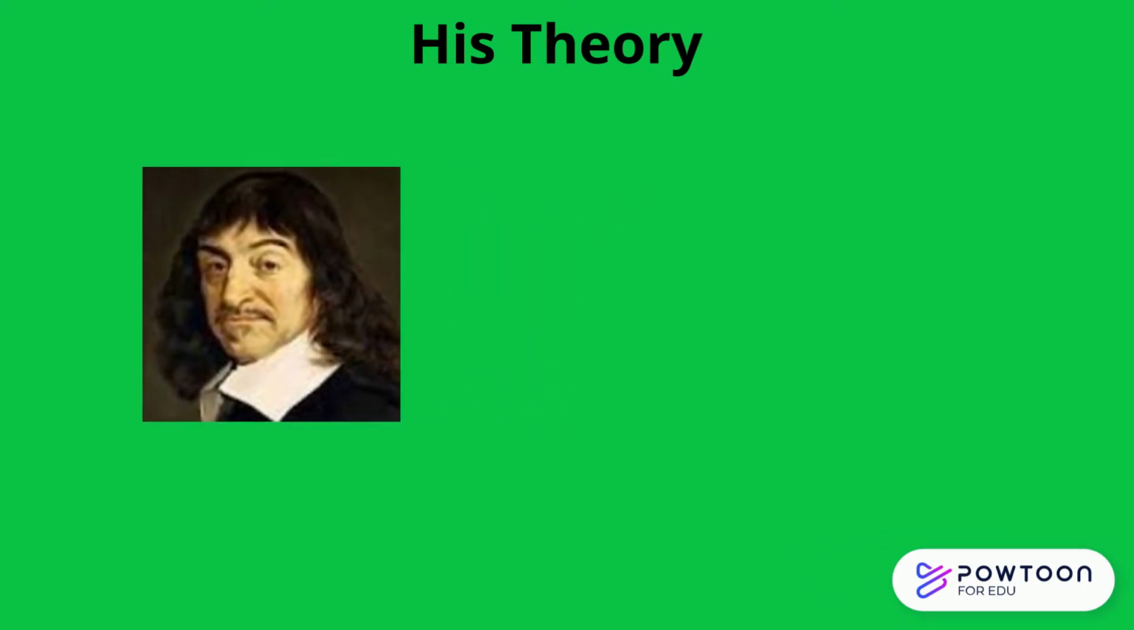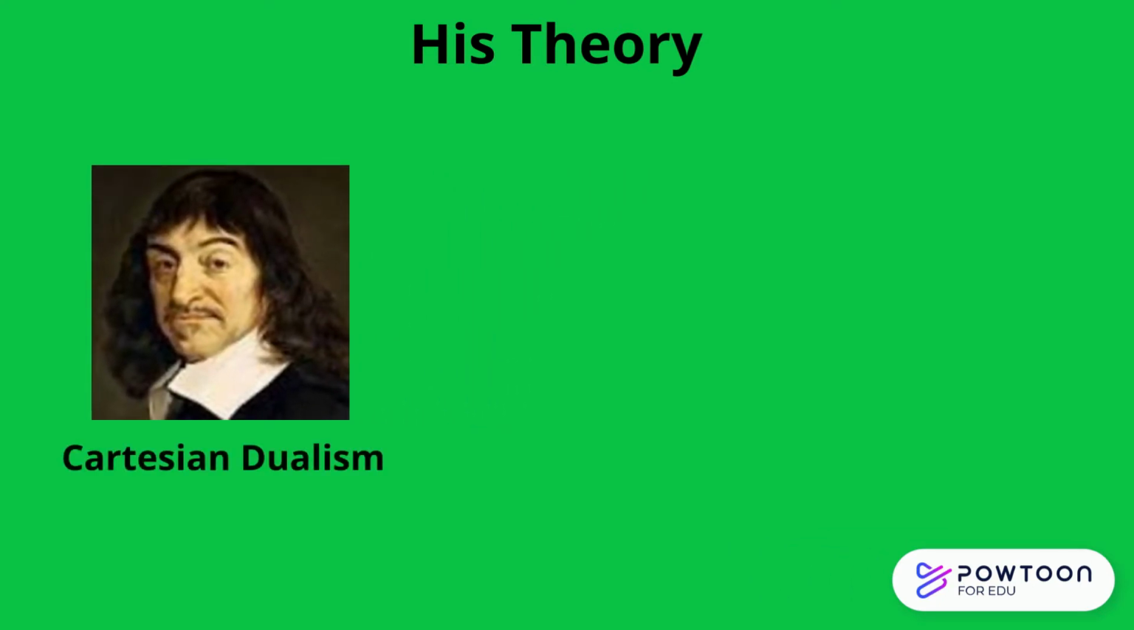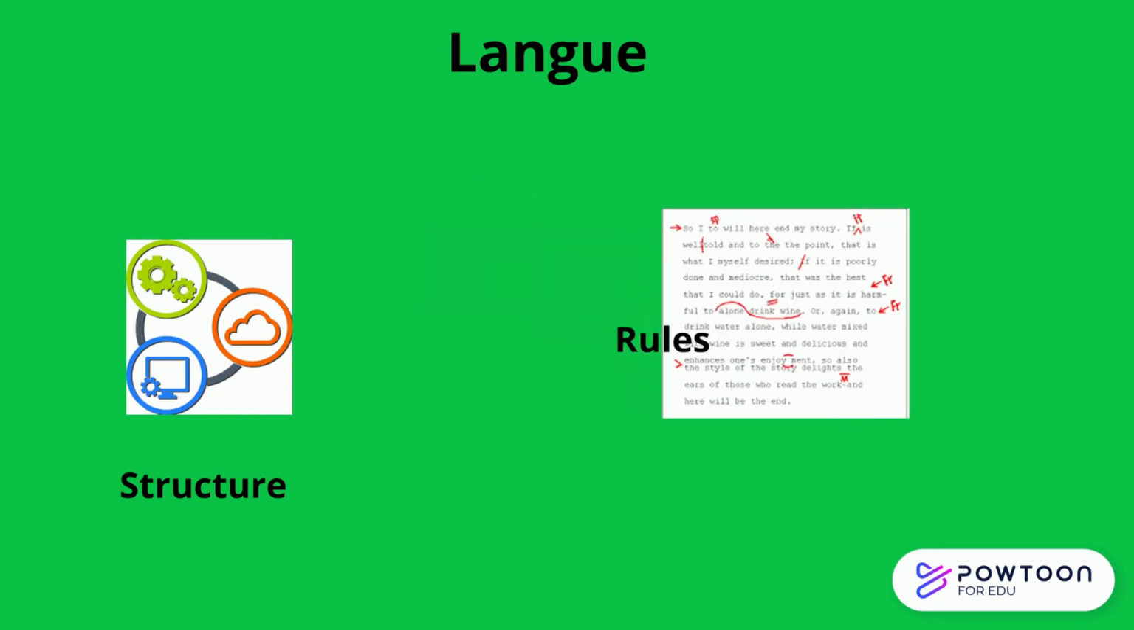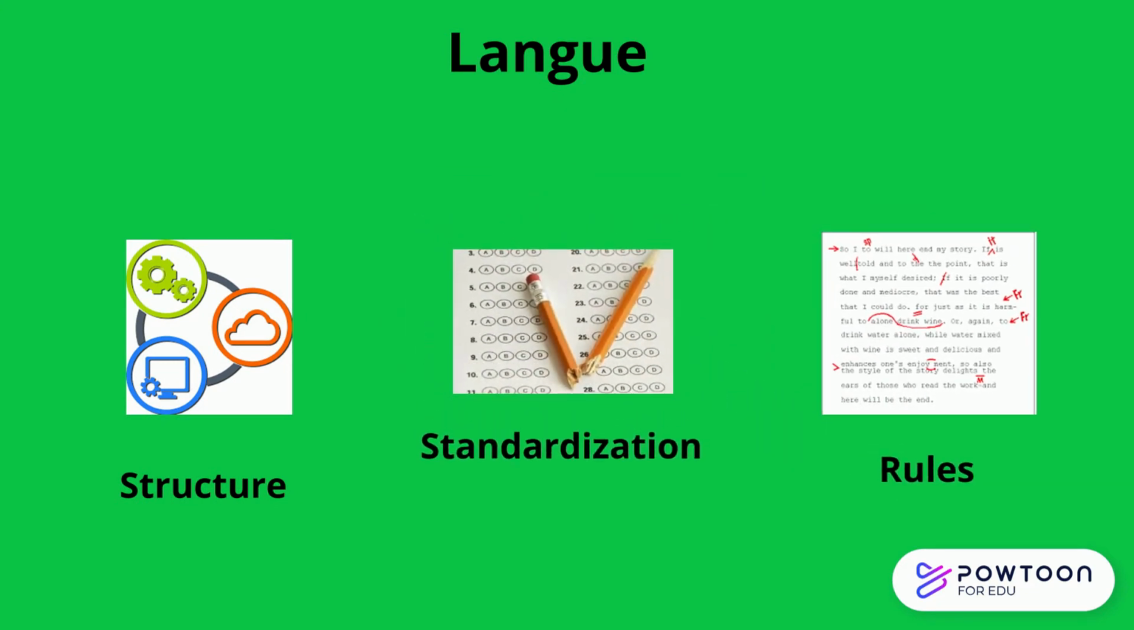Saussure approached his framework using René Descartes' language perspective known as Cartesian dualism. This basically means that Saussure claimed that language is made up of two parts, langue and parole. Basically, langue is the part of language that consists of structure, rules, and standardized agreement of grammar and syntax. It's more of the organized part of language that you learn about in school.